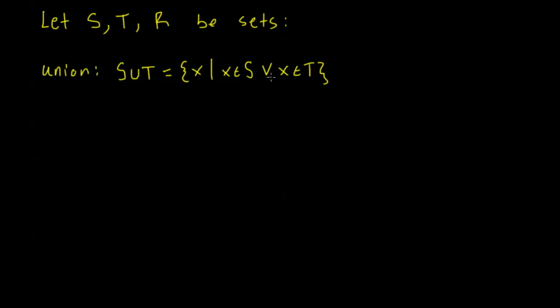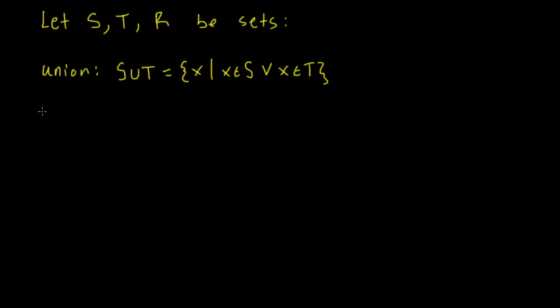Now remember, this is mathematical OR, so let's just say, 2 was in S and in T. 2 would still be in here, right? It's not an exclusive OR. It includes the case where X is in both S and T. My only requirement is that it's in at least one of them, right?